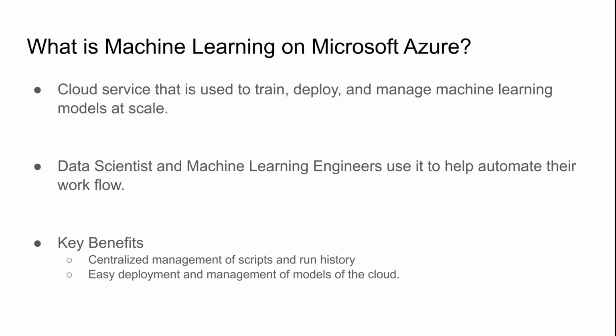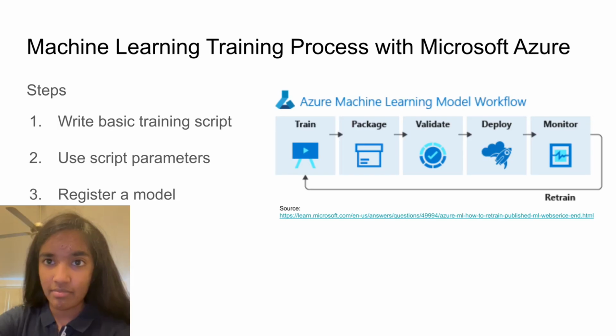Now, after talking about what Microsoft Azure is, let me talk to you about machine learning on Microsoft Azure. Azure Machine Learning is a cloud service within Microsoft Azure that is used to train, deploy, and manage machine learning models at a large scale. The main usage is for data scientists and machine learning engineers to help accelerate and automate their workflow. Key benefits of using Azure Machine Learning are centralized management of scripts and run history, which makes it easy to compare model versions, and on top of that, easy deployment and management of models to the cloud.